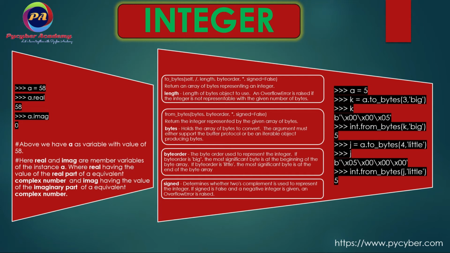If byte order is big, the most significant byte is at the beginning of the byte array, and if byte order is little, then the most significant byte is at the end of the byte array. And what is signed? By default, the value of signed is false if we do not pass true. It determines whether two's complement is used to represent the integer. If signed is false and a negative integer is given, then an overflow error is raised. So there will be an exception raised, that is OverflowError.